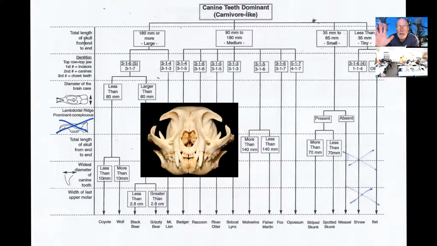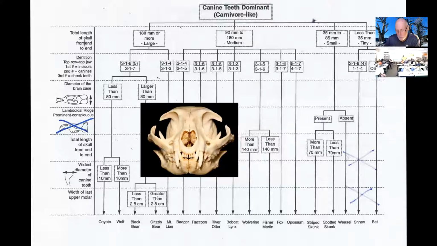The 3 stands for incisors. That means we're looking at a skull that has 3 incisor teeth. The next number stands for the canine teeth, and in that case it says 1. And so then it says how many cheek teeth?